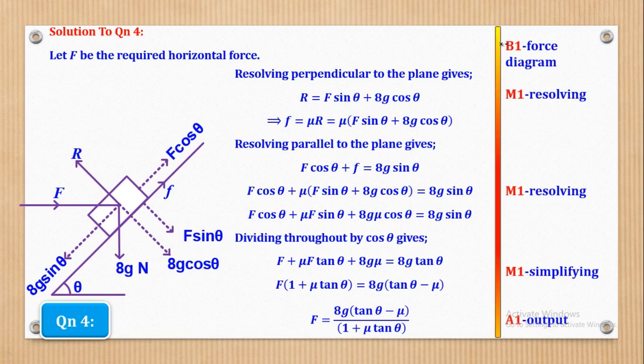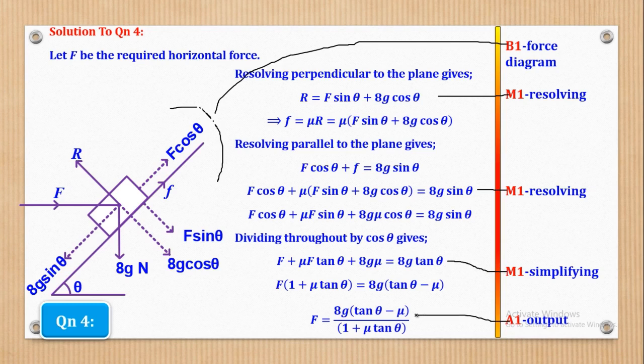So the first mark is for the correct first diagram, and remember, a first diagram is drawn using a ruler. Now M1 is for resolving perpendicular to the plane, and this M1 is for resolving parallel to the plane and substituting for small f. Then this M1 is for simplifying by dividing throughout by cos theta, and this A1 is for the output, which is expressed in the simplest form possible. So basically that's how the 5 marks could come about.